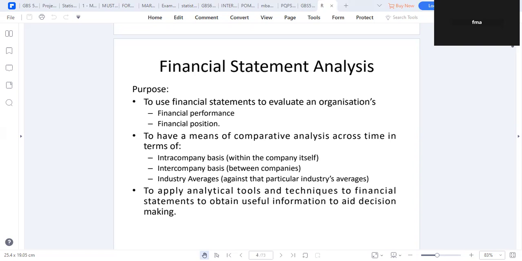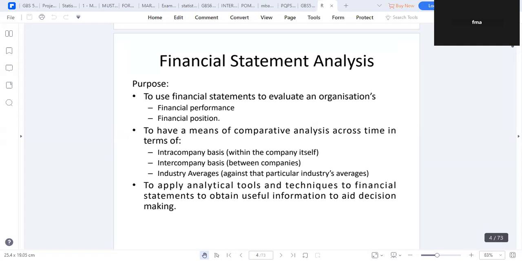B, to have a means of comparing across time within the company, that is, intra basis. Secondly, between companies or subsidiary companies, we call that intercompany basis of analysis, and against industry averages, the benchmarks. Financial statement analysis is also used to apply analytical tools and techniques to financial statements, obtaining information that is useful for decision making.